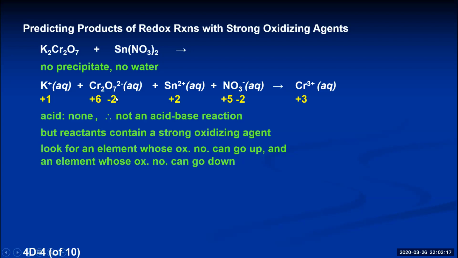So I would ignore the oxygens and see if there's any other element in there whose oxidation state can go up. That brings us to tin. Tin's charge in this reaction is +2, but tin has 4 valence electrons. It can actually go up to a charge of +4. So because of that, this is probably what the dichromate's going to react with. It's going to turn the tin 2 into tin 4.